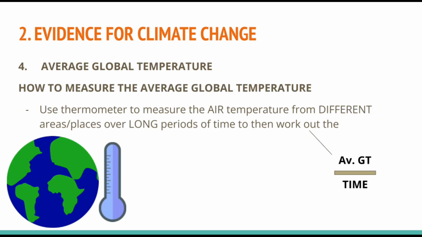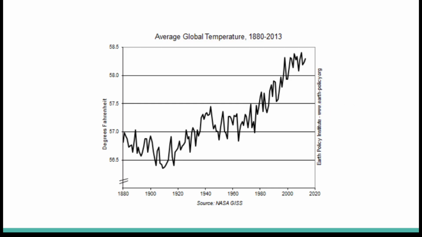On to the next evidence, average global temperature. How to measure the average global temperature? We use a thermometer to measure the air temperature from different areas or places over long periods of time, and then work out the average global temperature divided by time. As you can see in this graph, over time, the global temperatures have increased massively.